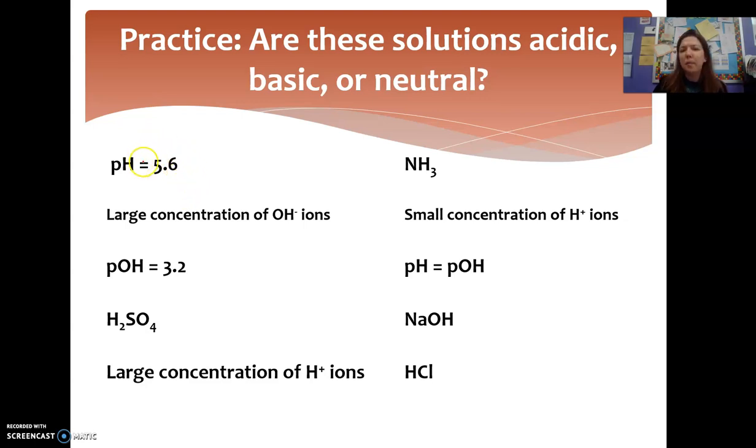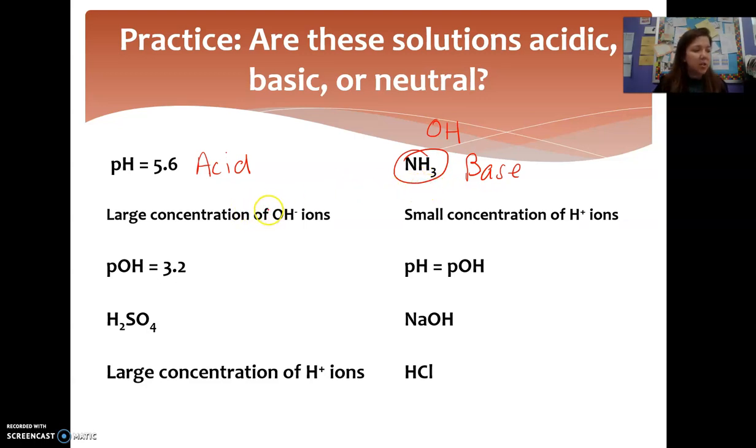Okay, so let's just practice what we learned real quick. If I have a pH of 5.6, is that an acid or a base or neutral? Hopefully you remembered if it's below 7, it's an acid. Okay, NH3, is that an acid, base, or neutral? Anyone? It is a base, and that's the one I said you just have to memorize. It doesn't have hydroxide in the formula. You just have to know that NH3 is ammonia and it's a base.